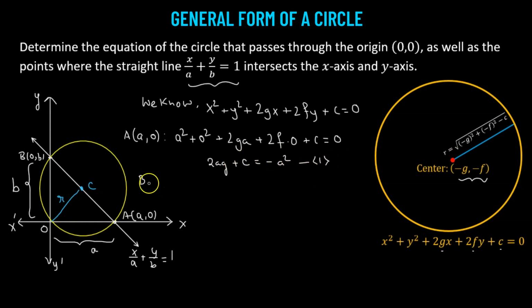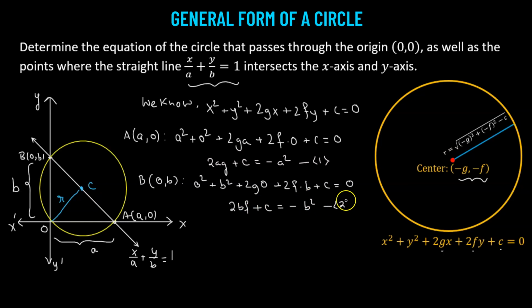Now the circle is passing through the second point with coordinate (0, b). So we can substitute x with 0 and y with b to get 0 squared plus b squared plus 2 times g times 0 plus 2 times f times b plus c equals 0. Rewriting the terms, we get 2bf plus c equals negative b squared. Let's call it equation number 2.